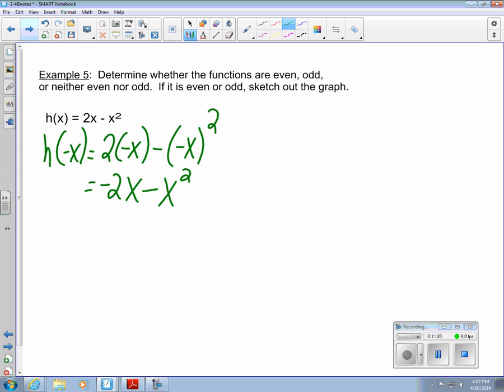All right. So you'll notice that it looks almost close to our function up here, but not quite. We have a negative in front of the 2x. So if we try maybe pulling out the negative, that leaves us with 2x plus x squared. You'll notice that this still does not look like our function above. So we know that it's neither even nor odd. So this is neither, and we can't sketch this out.